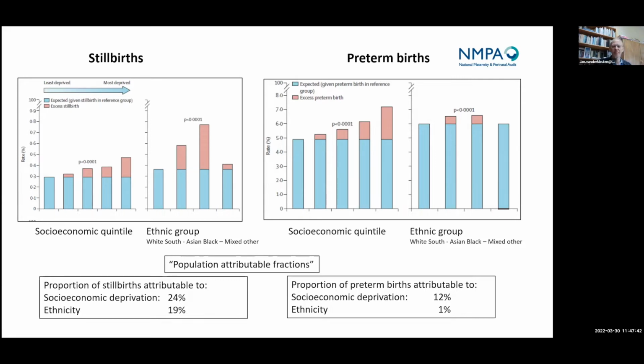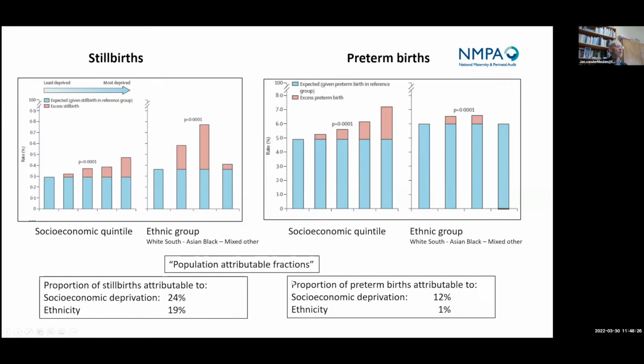population attributable fractions, and that is of course slightly abstract, but that comes down to the proportion of poor outcomes, the proportion of stillbirth or the proportion of preterm birth that would not have occurred if all women had the same risk as the women in the least deprived socioeconomic group, or women at the same risk as women who have a white ethnic background. So that is something that captured what could be thought about as maybe preventable by addressing these particular risk factors, socioeconomic deprivation and ethnicity.